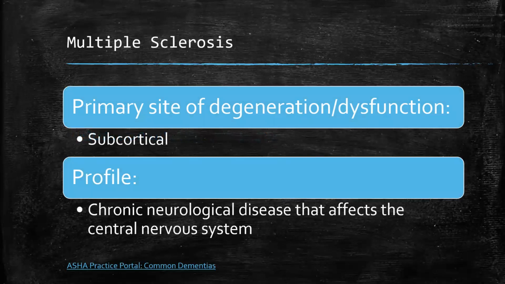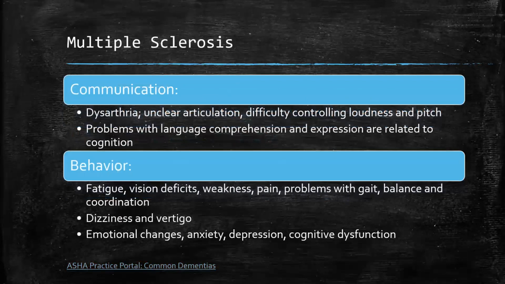Multiple sclerosis is the next thing that we'll talk about here. So this is a chronic neurological disease that affects the central nervous system. Dementia related to MS could look like, well, with communication changes, it could look like dysarthria, so a very unclear articulation. This person might also have a hard time controlling their loudness and pitch.